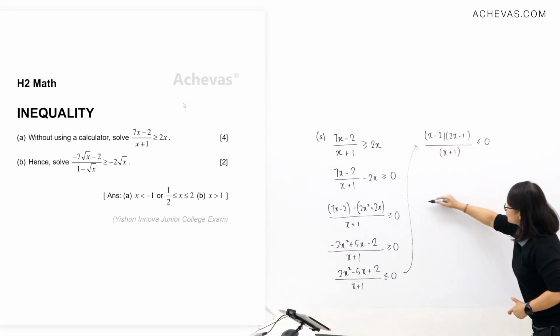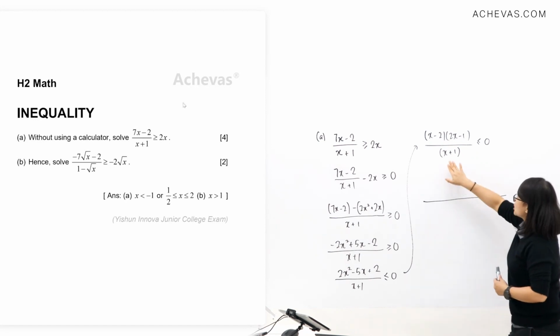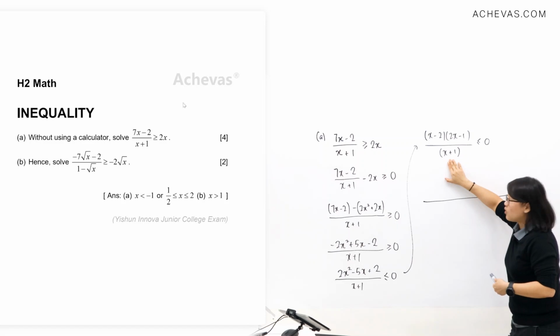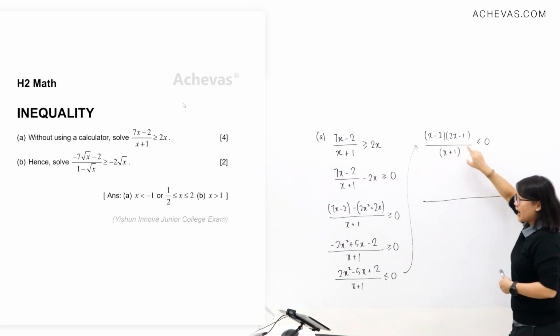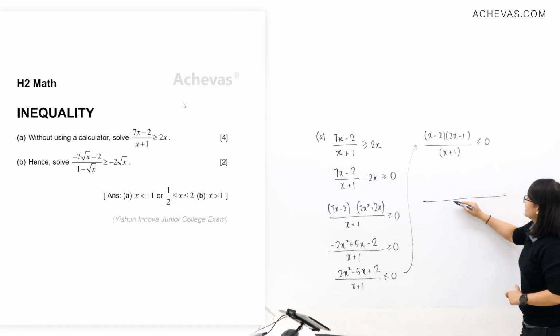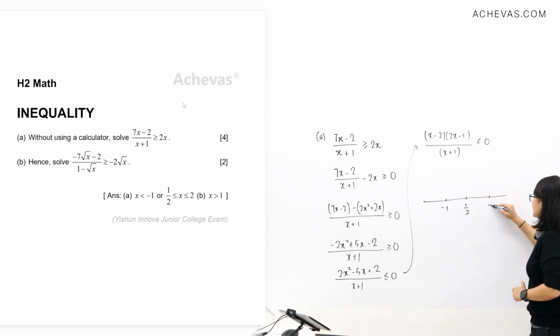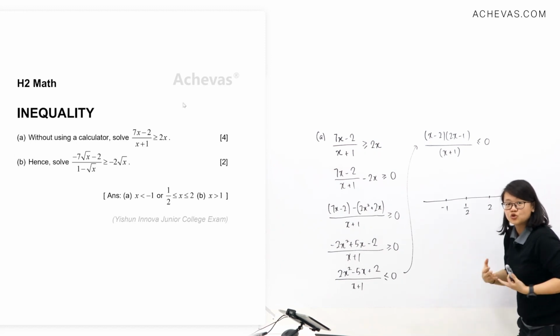So next step, I'm going to draw a number line. I'll be getting a few values from the brackets. So x plus 1, I'll be getting negative 1. From here, I'll be getting a positive 2. And from here, I'll be getting a half. I'm going to plot that at the correct position. So I'll be getting here negative 1 followed by half and 2.